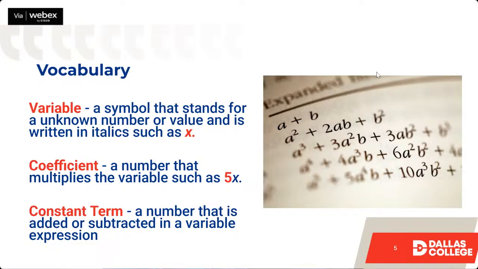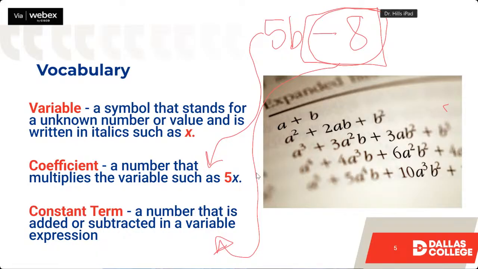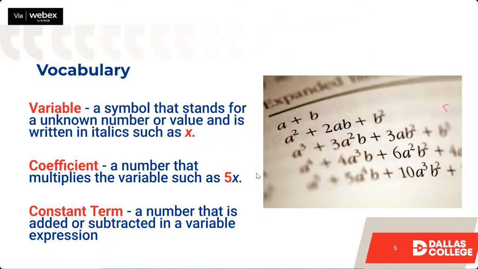A constant term. And I did not put an example on here, so let me show you what I mean by constant term. If I wrote 5b minus 8, we know that 5 is going to be the coefficient. The constant term is going to be negative 8. And I need you to make sure you take the sign with the number so that you don't get confused, okay? So I want you guys to show me that you understand by telling me what's the constant term in my next equation. Constant term is which number?